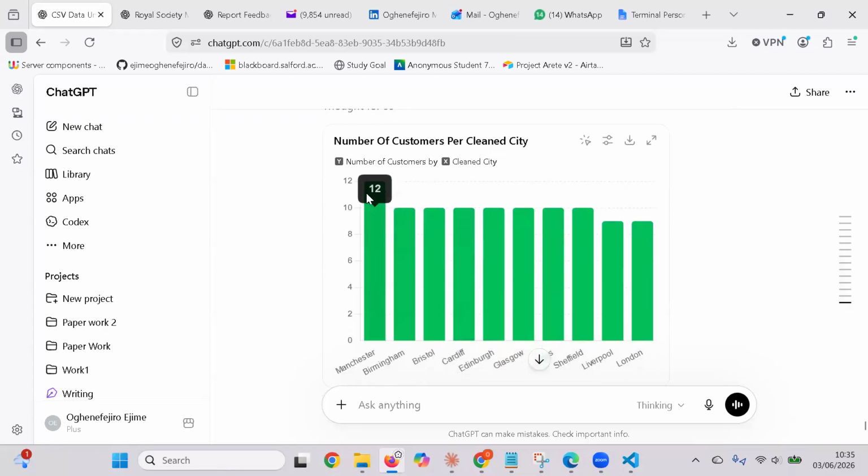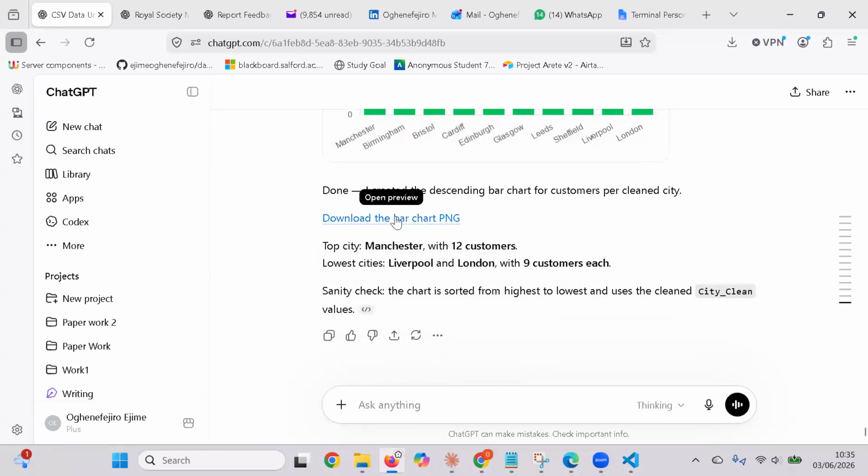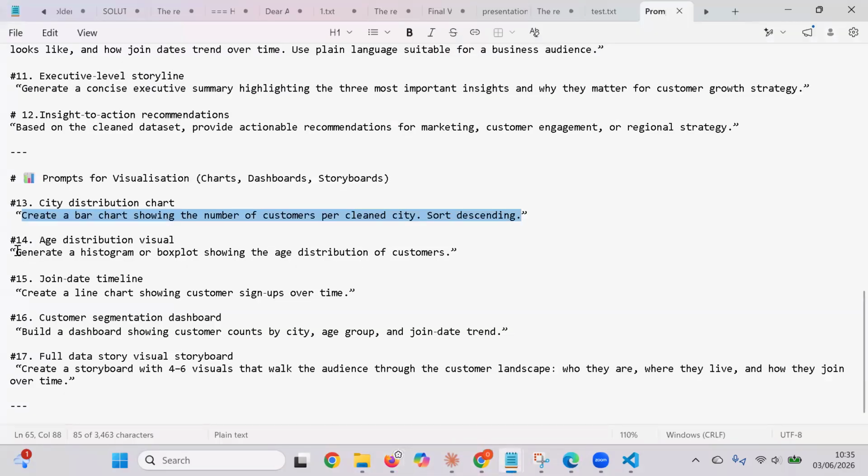Okay. Now it is giving us, we all know, Manchester 12%, the rest of the cities. So on the y-axis is the number, while on the x-axis, look at it, is the city. As simple as this. This is simple and straightforward. You can actually download it. Again, let's go back to our sheet.